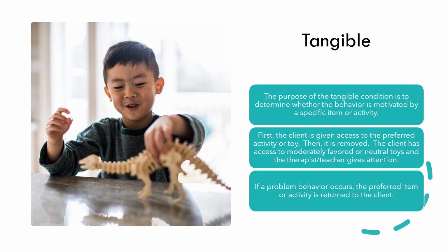The final test condition we will address is tangible. The purpose of the tangible condition is to determine whether the behavior is motivated by a specific item or activity. The client is given access to the preferred activity or toy for a predetermined amount of time. Then it is removed and the client is given access to moderately favored and neutral toys. The teacher gives attention during this condition. If a problem behavior occurs, the preferred item or activity is returned to the client.